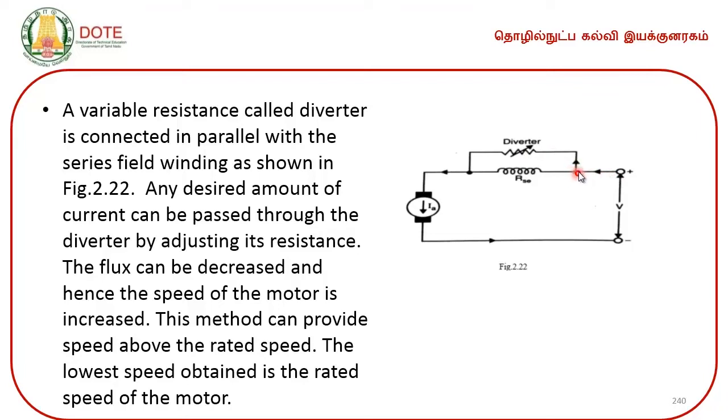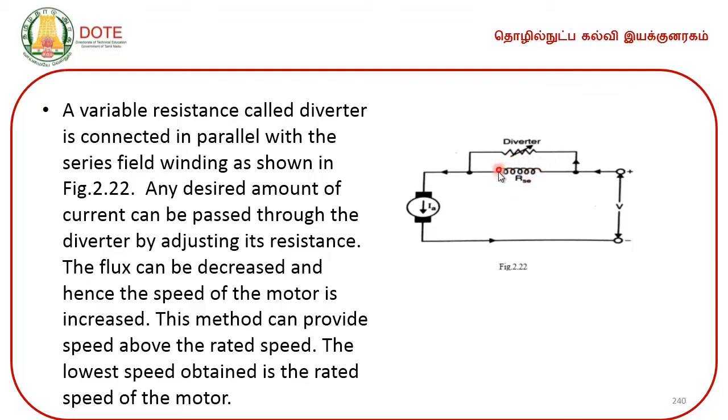Once the armature current reaches this particular node, the entire armature current will not flow through the field. A part of this armature current will flow through the diverter. So it is getting diverted here and then it is coming back at this node. At this node again IA will travel through the armature and then through the entire circuit. What is the purpose of diverting the current through the diverter? We are going to change the current passing through the field. Once the current passing through the field is changed or reduced, we can have a direct impact on the magnetic flux.